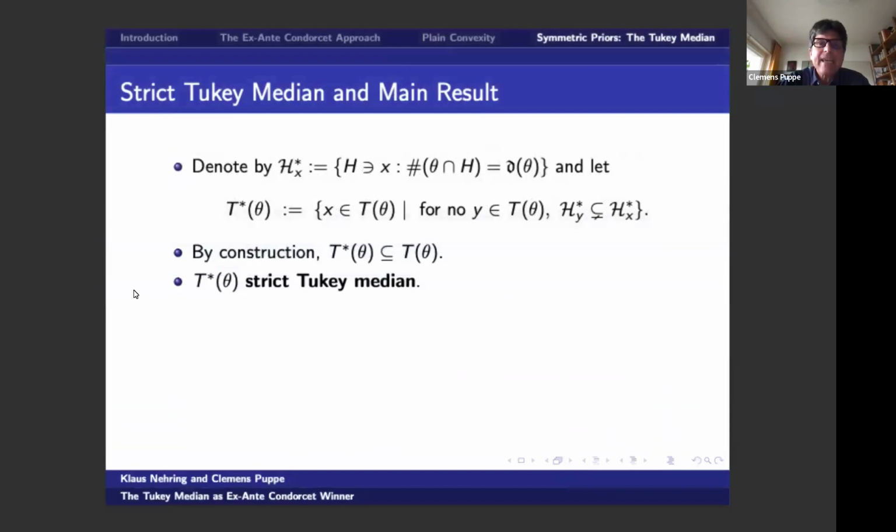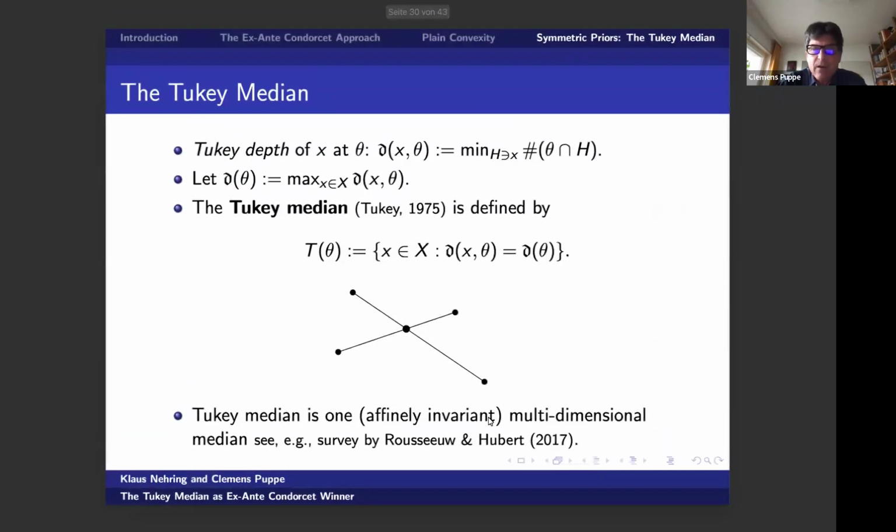Okay, anyway, notice, this is now a very important remark here. The Tukey median is one affinely invariant multidimensional median. Now, it is clear if you are on a line, the Tukey median is just the usual median, right? I mean, just think of it.